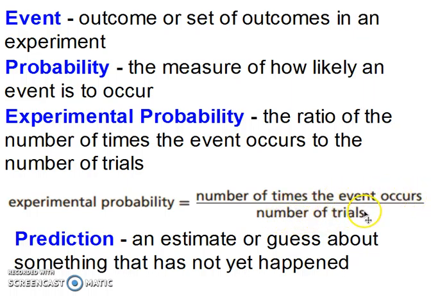So say you flip a coin 10 times and 4 times it ended up being heads. So the number of times you got heads was 4, and the number of times you flipped the coin was 10. So your number of trials would be 10. A prediction is an estimate or guess about something that has not yet happened.